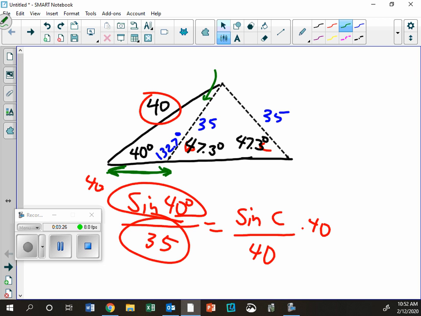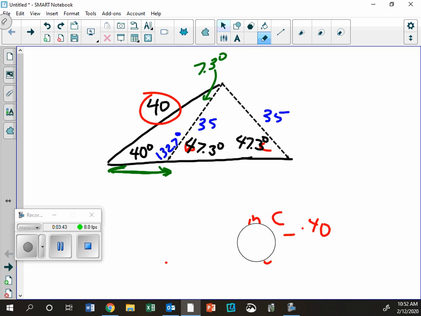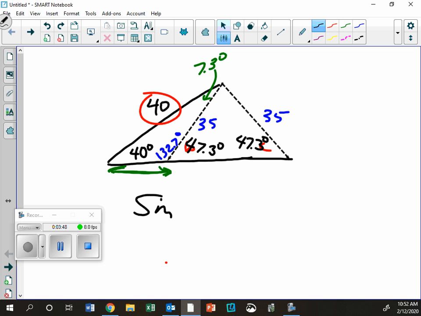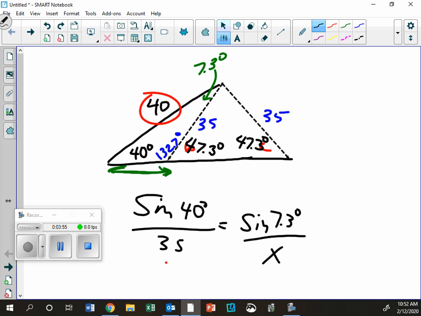All the angles in the triangle add up to 180. 180 minus 40 minus 132.7, and you got what? 7.3 degrees. Very nice. And then now I'm ready to do another law of sines. So would you please tell me what that was? Nice. Okay. And then again, cross multiply. In this case, I do need to do the cross multiply thing because the x is on the bottom.